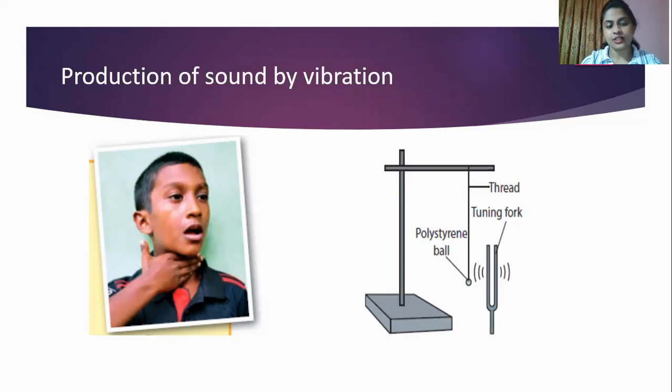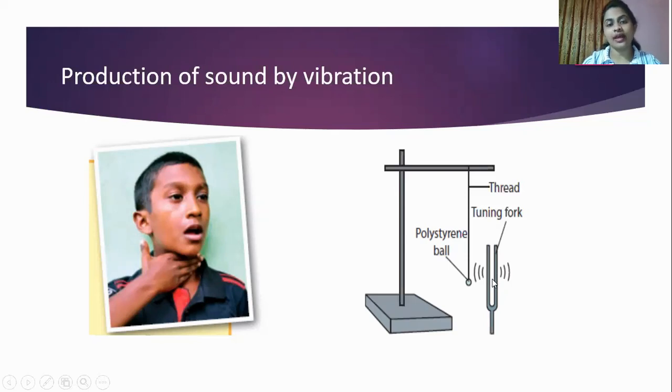Now, look at the next experiment. You will need a laboratory stand, a piece of thread, a small polystyrene ball and a tuning fork. These are the requirements. Now, what is actually a tuning fork? It's a two-pronged steel device like the one given in the diagram. You can hit it on a rubber pad and vibrate it. It gives a small sound when it is vibrated. You can find different tuning forks, children, which vibrate with specific frequencies.